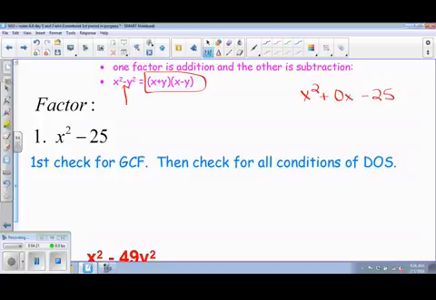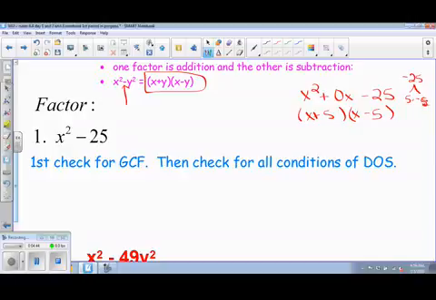And then let's do the AC method with it. So I have to figure out the factors of negative 25 that multiply to equal that, but combine to equal 0. It's 5 and 5, and one of them has to be negative, right? So my 2 factors are x plus 5 and x minus 5.